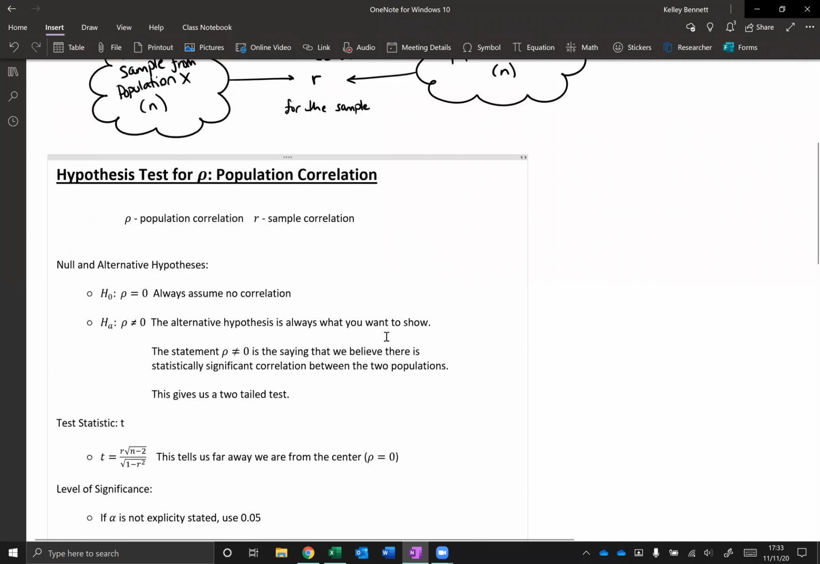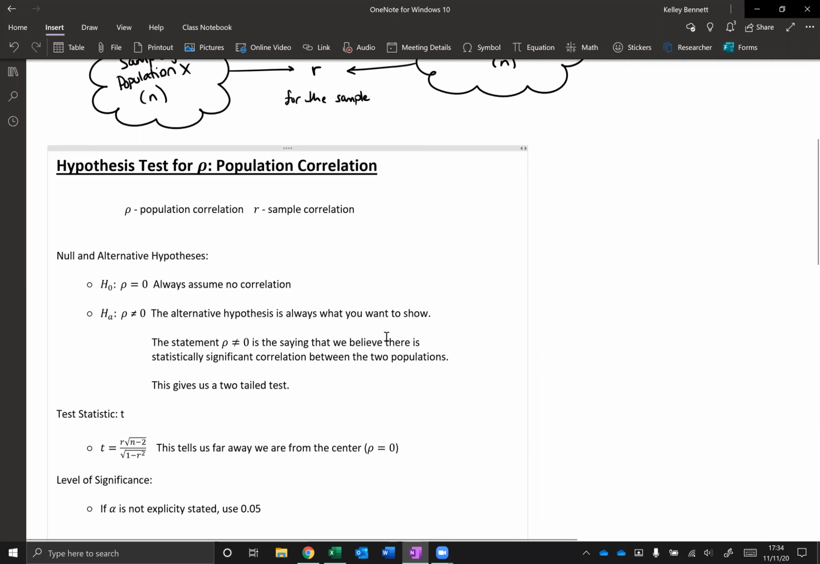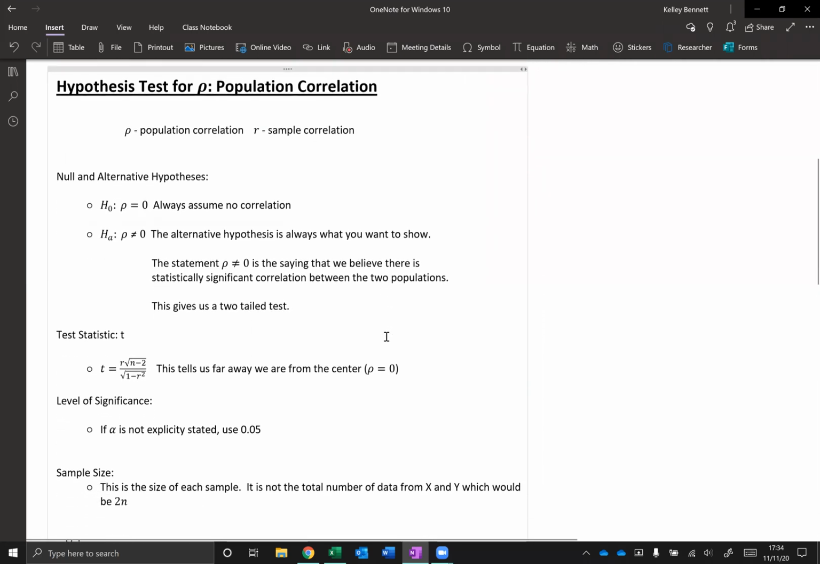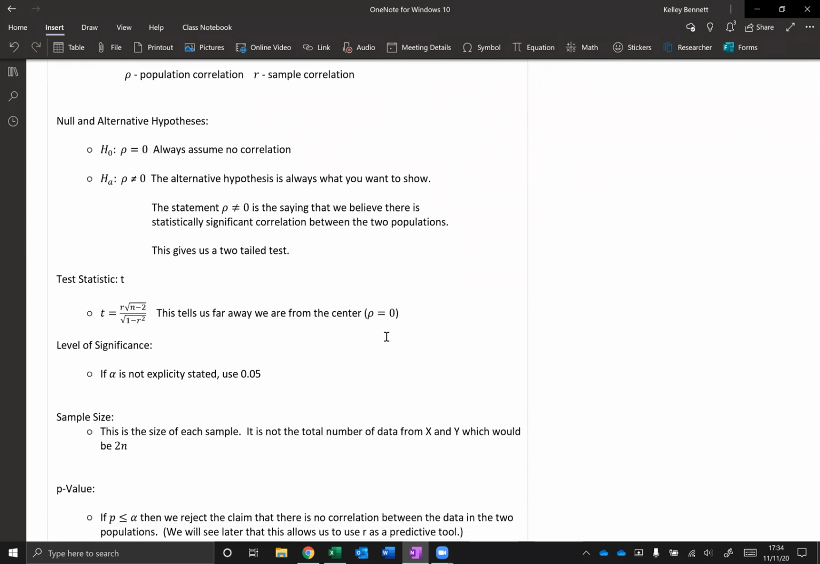So we have our test statistic t, which means we're using the Student's t distribution here. Remember that the test statistic tells us how far away we are from the center of our distribution, and really that's telling us how far away we are from rho equals 0. For a level of significance, if it's not explicitly stated, we're just going to go ahead and use 0.05. And for the sample size, this is going to be the size of each sample.